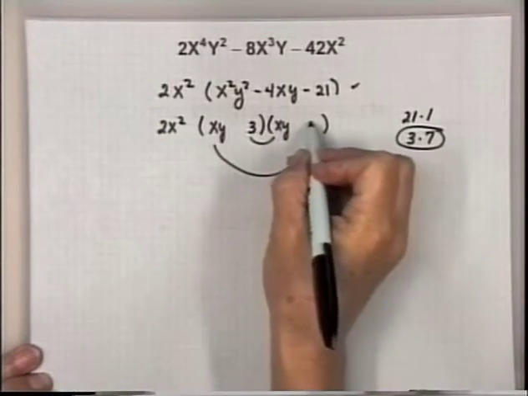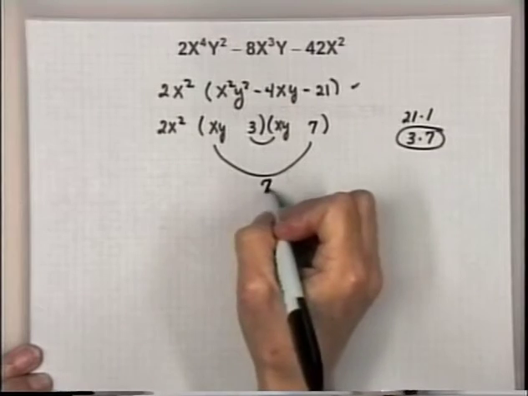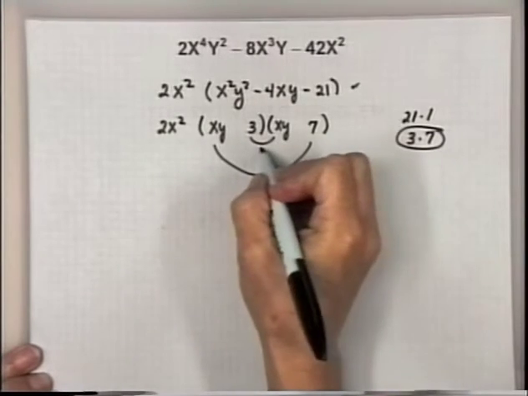Let's try that. My outside product is 7xy. The inside is 3xy.